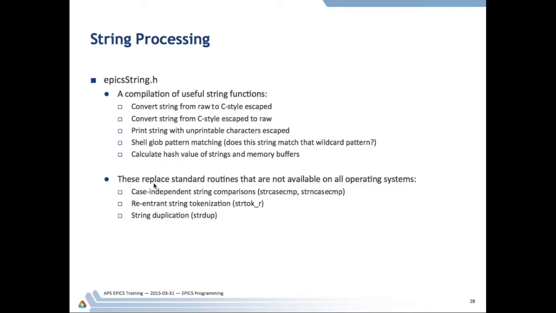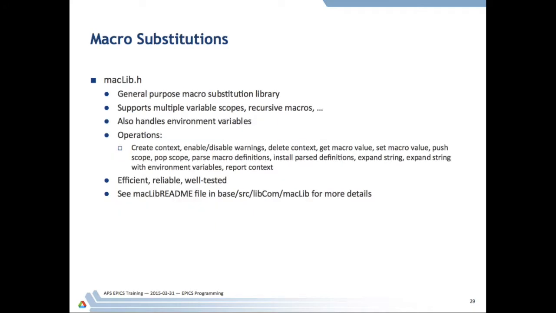Then we also have some standard routines that aren't available everywhere. So case-independent string comparisons, EPICS versions of strcasecmp and strncasecmp, and a strtok_r, a reentrant version of strtok. strtok by itself is not reentrant, and that's not much use for us. So we have a reentrant version called EPICS strtok_r. And similarly, if you want to allocate memory to duplicate a string, rather than calling strlen and malloc yourself, you can just call strdup and it'll return you a pointer to the new string and so on. So those kinds of useful little functions.